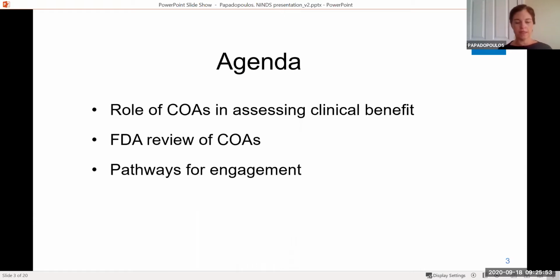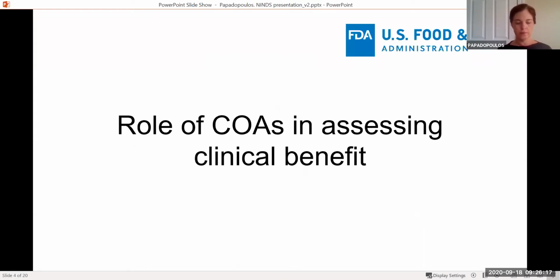Over the next 15 minutes or so, I'll discuss some of the regulatory considerations for clinical outcome assessments for use in medical product development to assess the benefit of therapeutics. And following that, I'll describe some of the ways that stakeholders can engage with FDA in development or selection of COAs. So now I'll talk a little bit about the role of COAs in assessing clinical benefit.